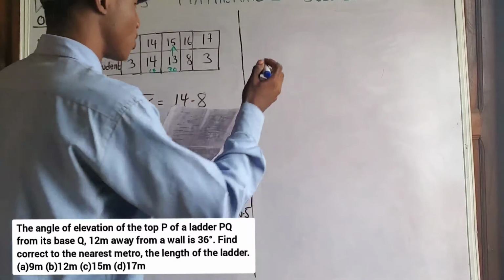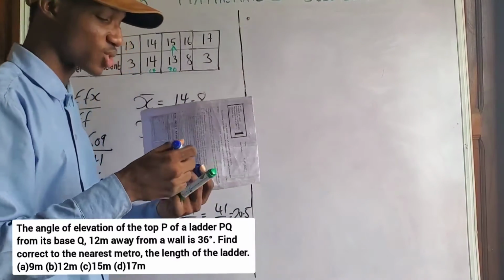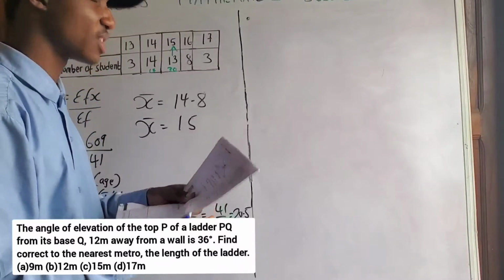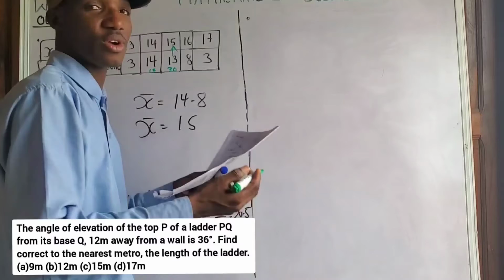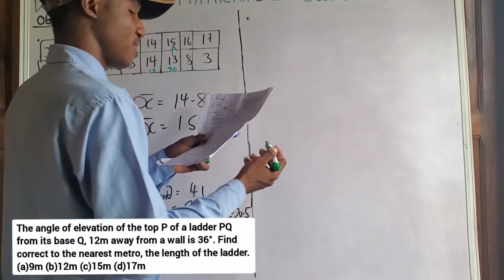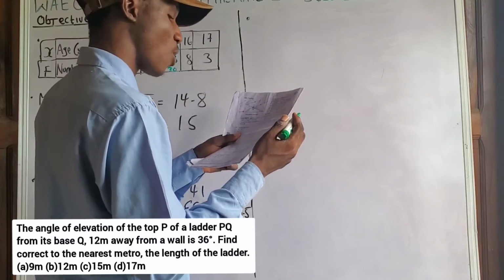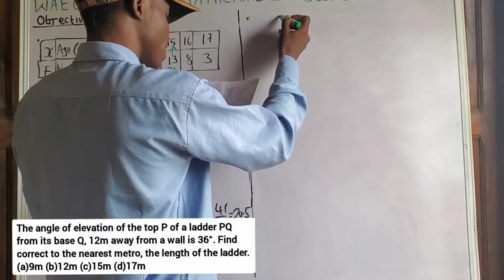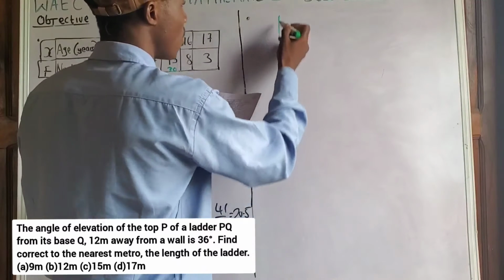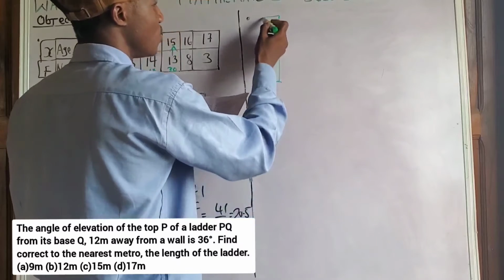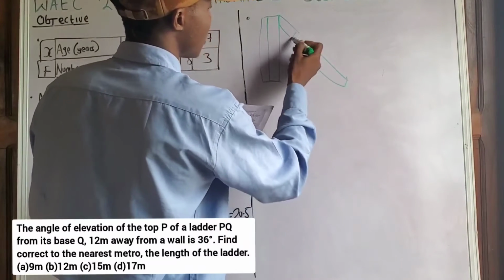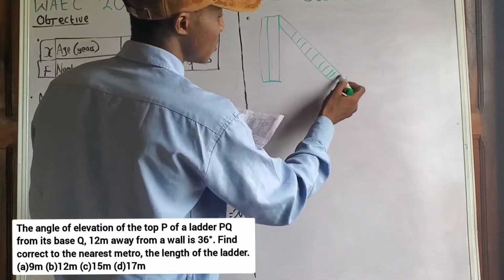Okay, let us interpret the question. This question is coming from a topic known as angle of elevation and depression, and we are going to draw out the diagram. The angle of elevation of the top P of a ladder. Let us put the ladder here, from its base Q, 12 meters away from the wall. This is the wall, and the ladder is resting on the wall. You understand? This is the ladder, resting on this wall.